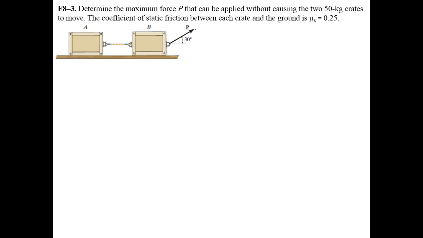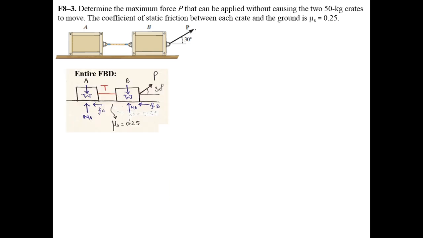So let's first draw the free body diagram of this entire system. These two boxes are connected using this cable, and a force is being applied here. So I have shown a force here making an angle of 30 degrees with the horizontal, and since we have to consider the friction force because the static coefficient of friction is given, and it is the same between the ground and both these crates, this force is going to cause motion of these two crates in this direction.